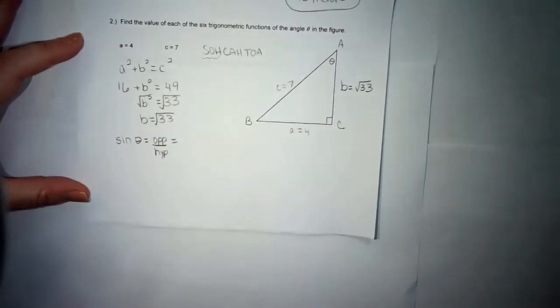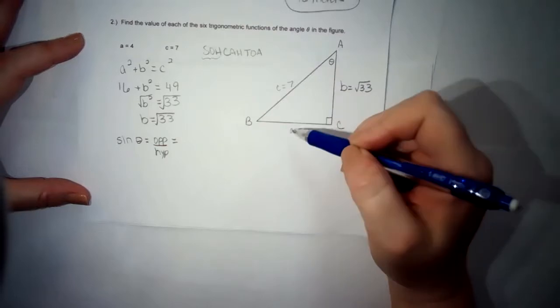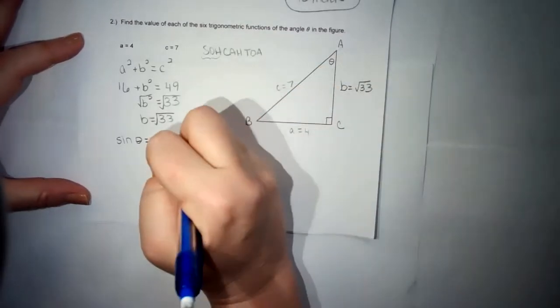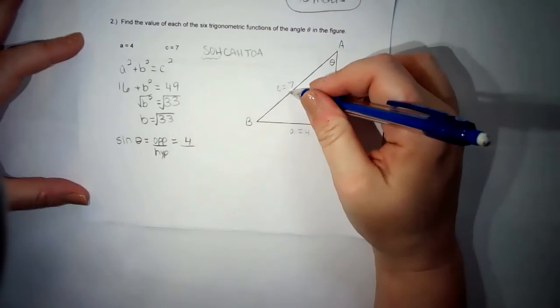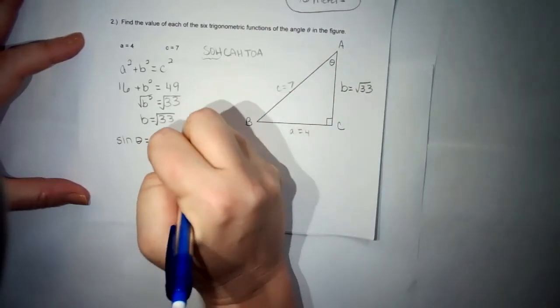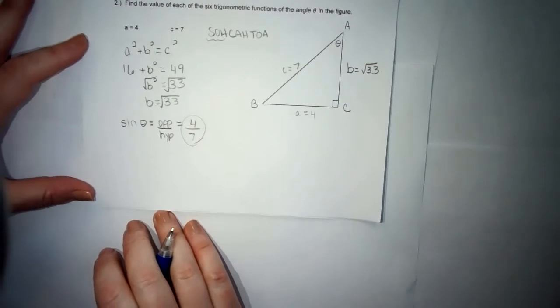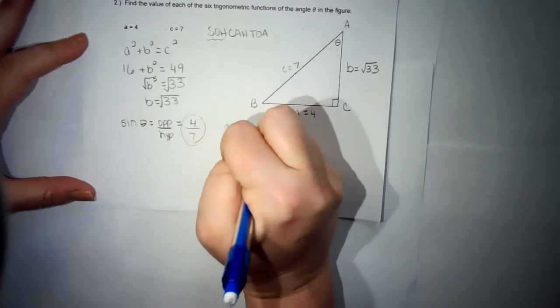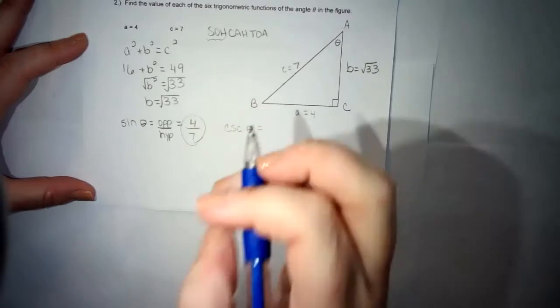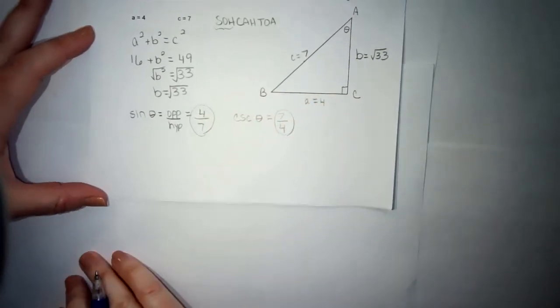Okay, so if I'm sitting here at theta, this is where you are inside the triangle. Your opposite is 4, and your hypotenuse is 7. There's sine. You did it. That's all you got to do. Okay, now while you're dealing with sine, you could go ahead and do cosecant, because remember, cosecant is just the reciprocal. So he's going to be 7/4.